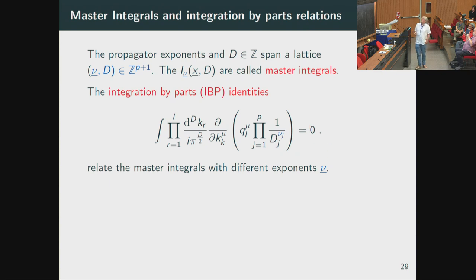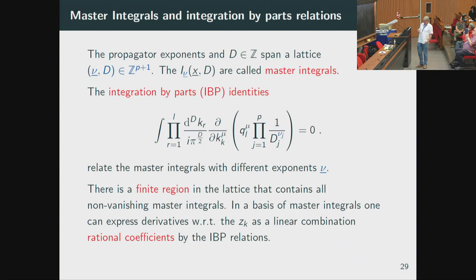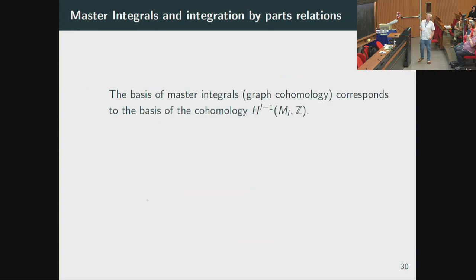So then you get zero, and you can do now partial integration, and this partial integration is exactly the thing that Griffiths does if he does the reduction method to derive the Picard-Fuchs equation. So it's actually the analog of that, and there are some deep theorems. So for instance, there is a finite region in the lattice that contains all the non-vanishing master integrals, and then in the space of master integrals, you can express the derivative with respect to the set K as a linear combination with rational coefficients by these IPP relations. So you get something like the Gauss-Manin connection from that.